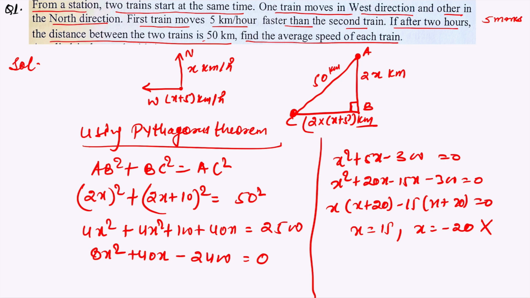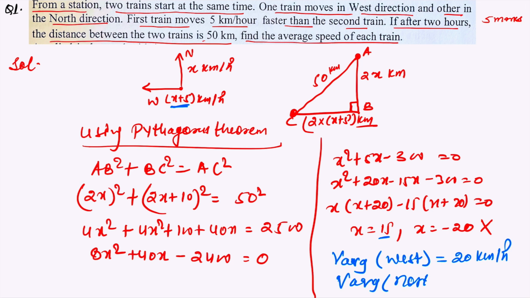Minus 20 can't be the speed of a train. So from here we can write the average speed of the train moving in the west direction. I am writing it in short, but in the exam you have to elaborate it and write in words. So the average speed of the train moving in the west direction is x plus 5, that is 20 kilometers per hour, and the average speed of the train moving in the north direction, where x is 15, is 15 kilometers per hour. And this is the answer.